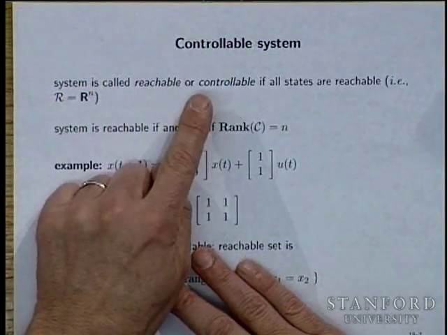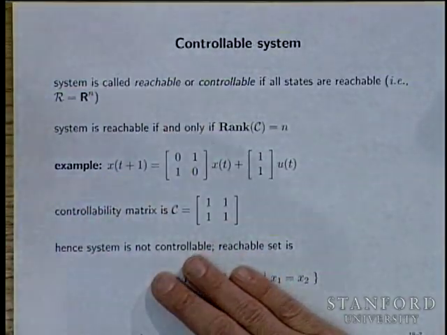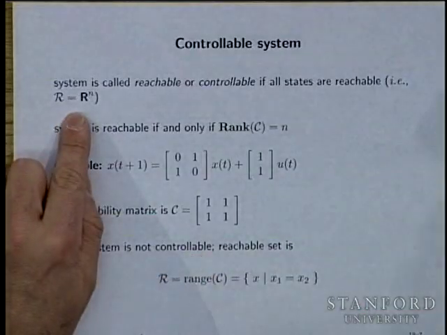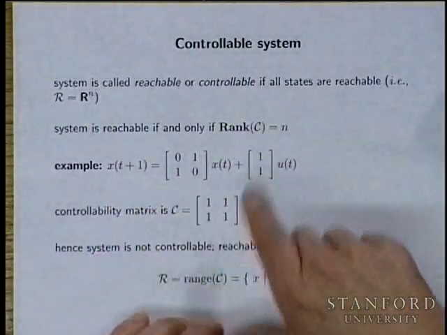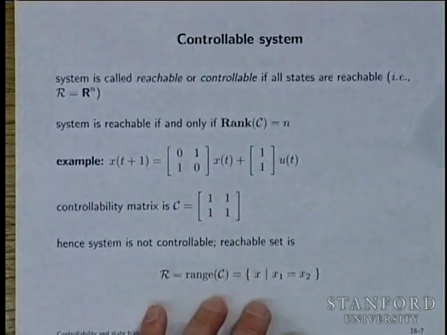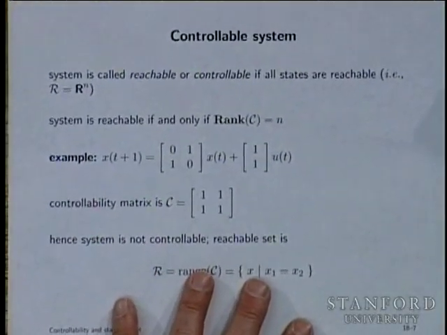A system is controllable if you can reach any state in n steps or fewer, and that's if and only if this matrix C is full rank. So that's the condition. And as you know, we'll just do a little stupid example here.